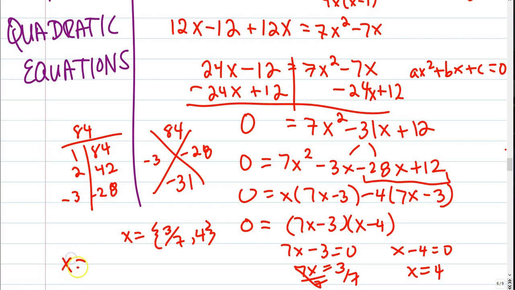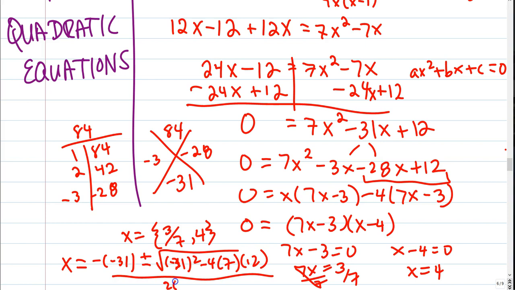x is equal to negative b, so negative negative 31, plus or minus the square root of negative 31 squared minus 4 times a times c, all divided by 2 times 7. Yep, and eventually you would get the answers 4 and 3/7, but there would be a lot more simplifying to do that way. So it's your choice. Pick what works, pick what's easiest for you. Both are right. Both are going to get you the same answer.